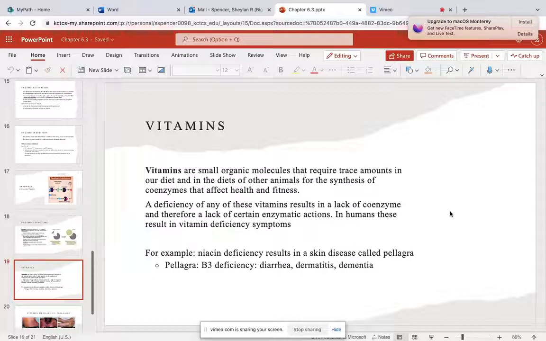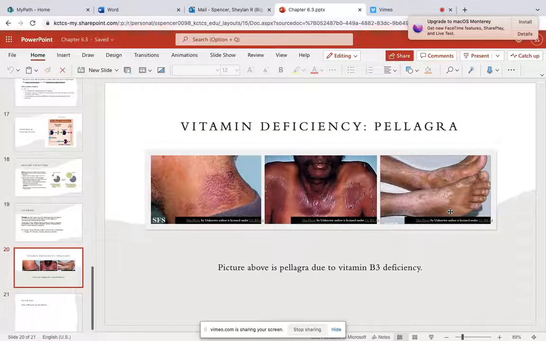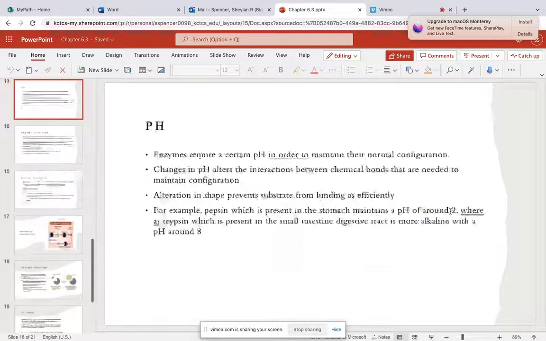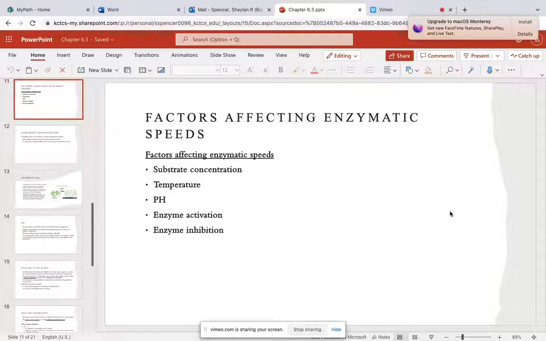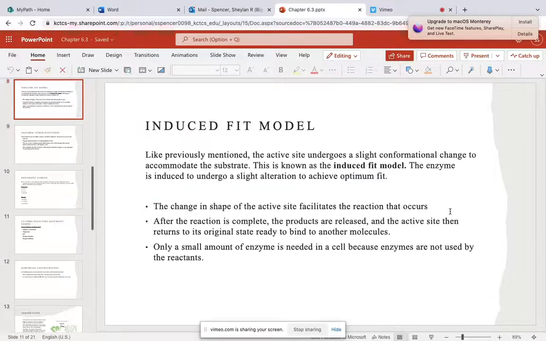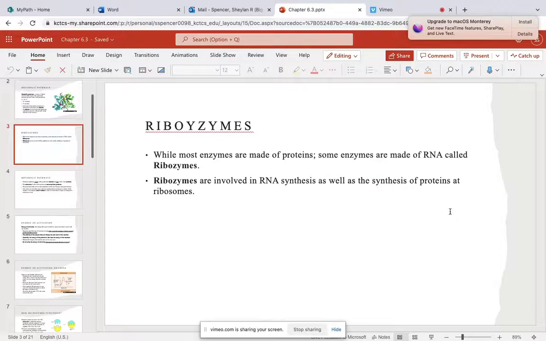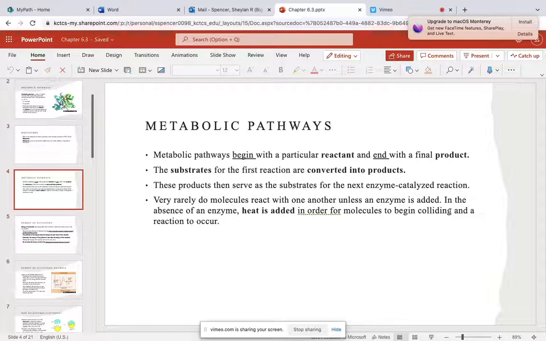Really, I would say if there's main points to know throughout this lecture, I would just know that here's an example of pellagra that I've included. If there's important things to know in this slide or in this PowerPoint, I would know these are important: the substrate concentration, temperature, pH, enzyme activation, enzyme inhibition. Know what cofactors and coenzymes are. Know why they're important. Know the facts about enzymes, such as they are not consumed or affected by the reaction.